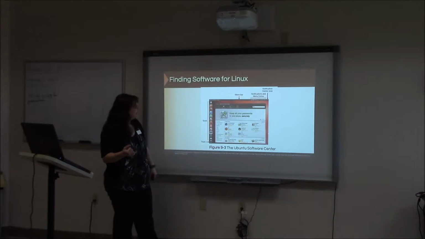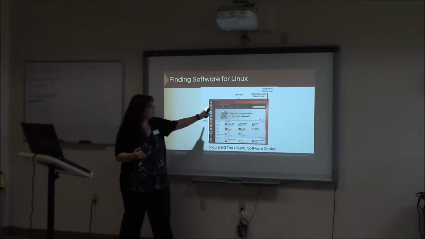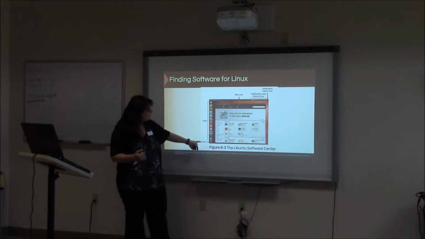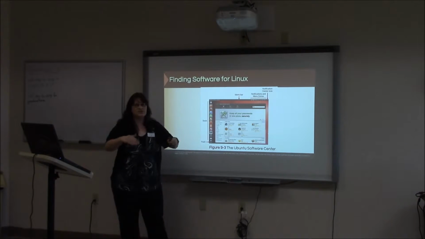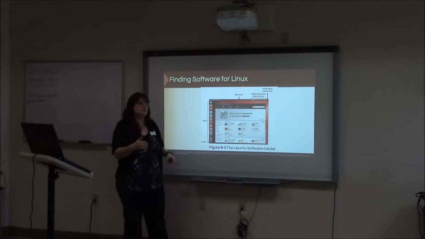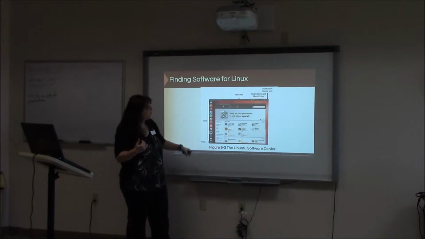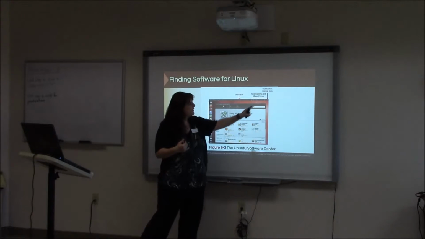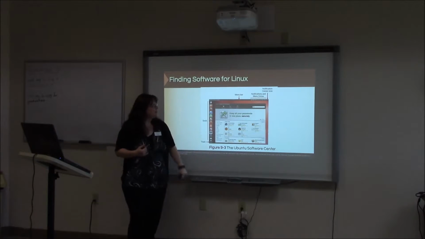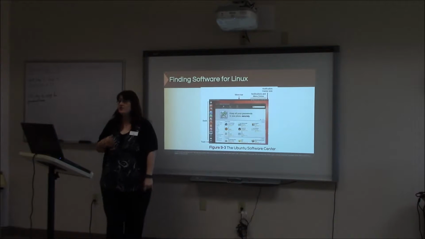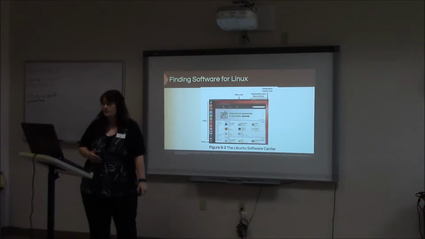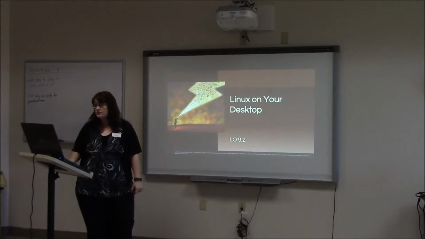So if you want to find software, you've got a menu bar across the top. The dock is to the left. Normally we would see it towards the bottom on Windows-based systems and on the Macs, but it's over towards the left. Your notifications are in the top right-hand corner, and this is the Ubuntu Software Center. So this is the app store for this particular distribution of Linux.